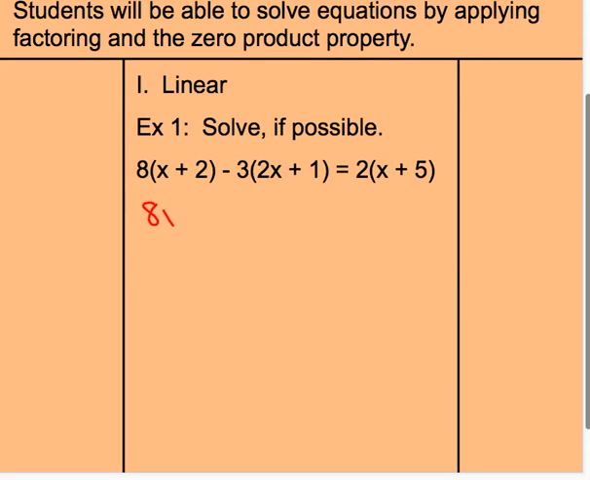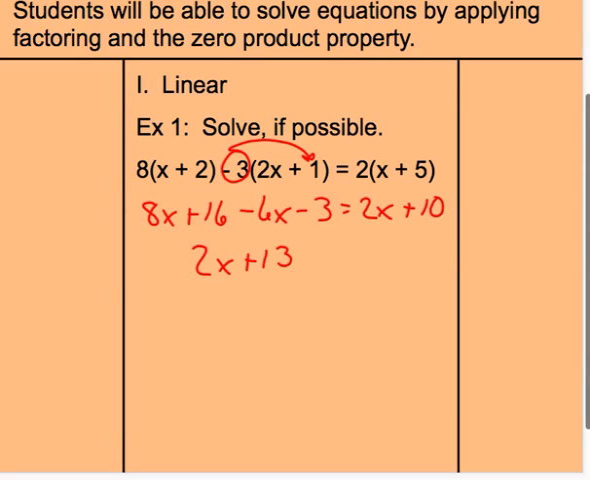So we've got 8x plus 16 minus 6x minus 3. Common mistake is students lose that negative, equals 2x plus 10. Combining like terms on the left-hand side, we've got 2x plus 13 equals 2x plus 10. So when we subtract 2x from both sides, we have 13 equals 10, which is not true, so there is no solution. We can represent that with the empty set.